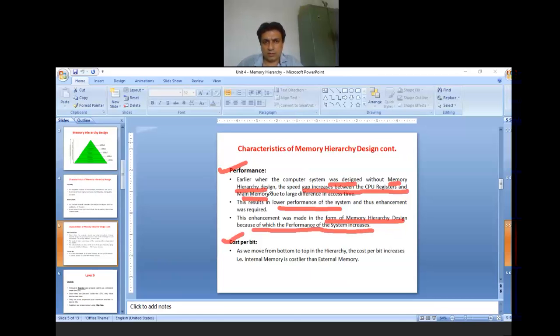The last characteristic is cost per bit. As we move from bottom to top in the hierarchy, the cost per bit increases. So basically internal memory is costlier than external memory. The cost per bit is highest in the case of registers, which are at level 0. It has the highest cost. So these are the four important characteristics for designing the memory hierarchy.